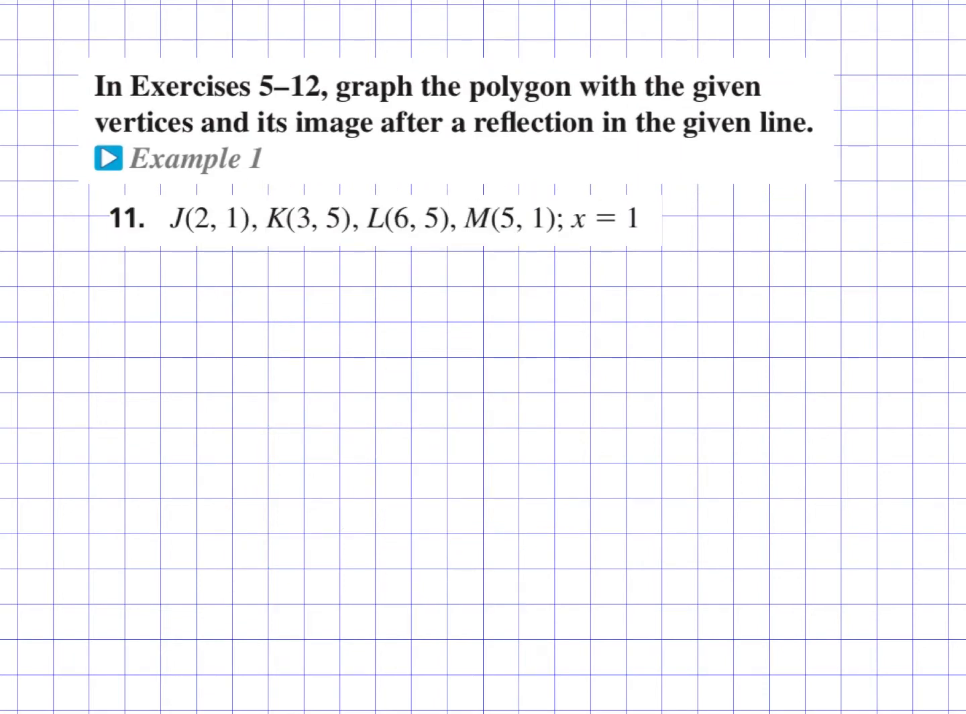Okay, at this point you should be fairly good at this. You're going to reflect it over x equals 1. So first graph, and then graph over that line. So these are all positive. These are all in the first quadrant.